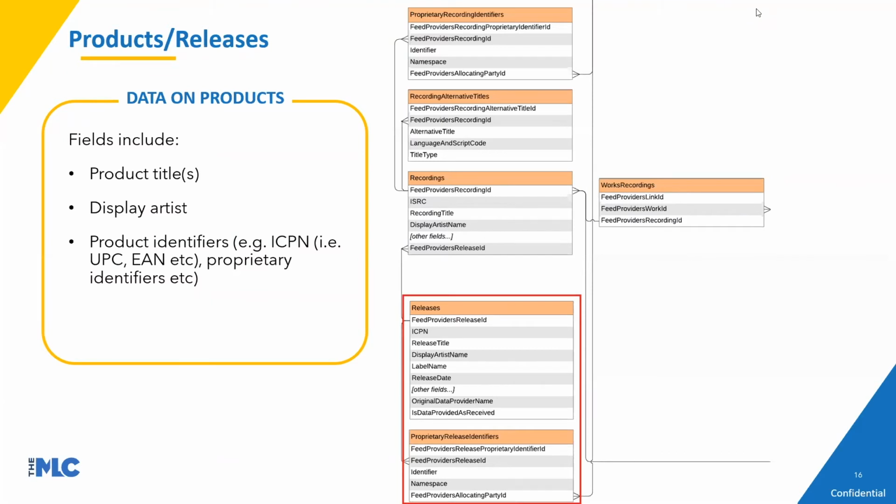Obviously, those products are linked to recordings. A product or a release is usually made of recordings, and we've got a table of links indicating the relationship between recordings and releases.